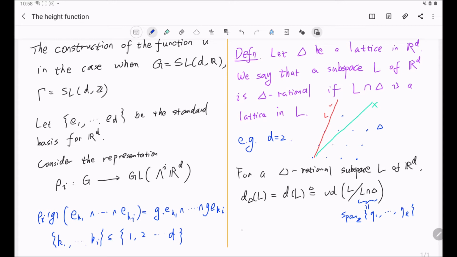And if tau is a linear transformation of R^D that sends delta sub I to the standard basis vector E sub I, then the volume is given by the absolute value of the determinant of tau inverse.